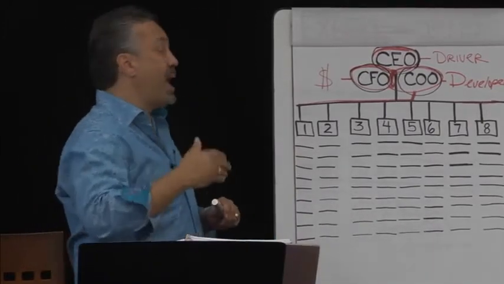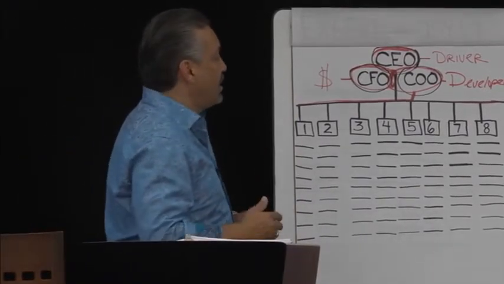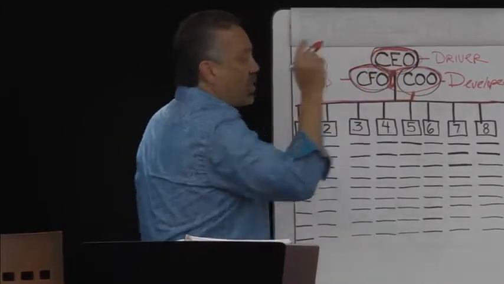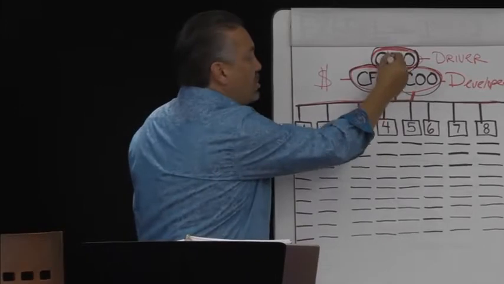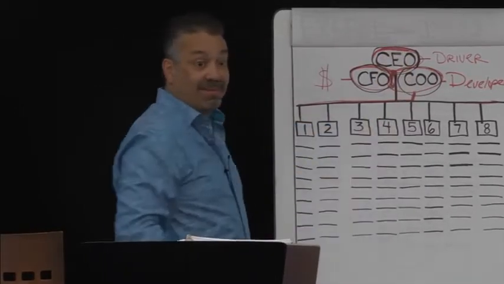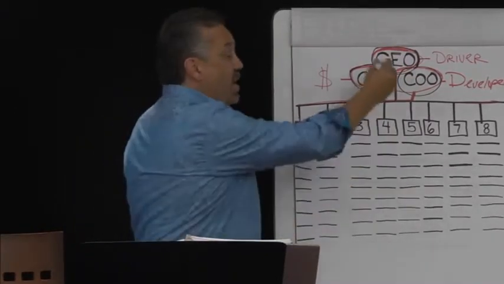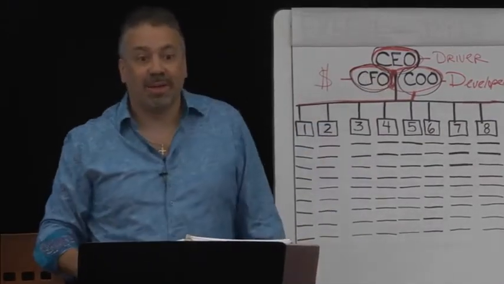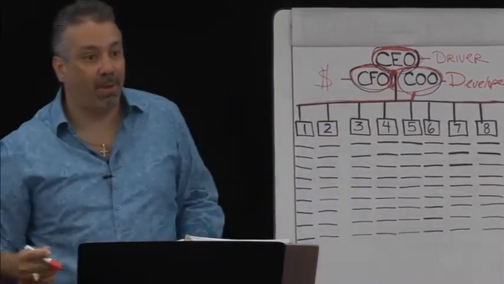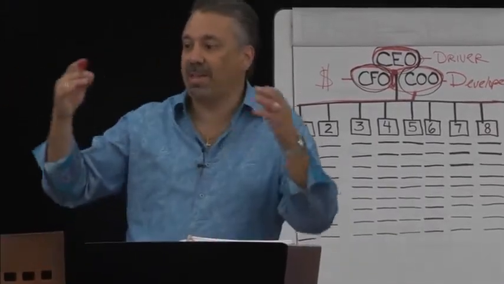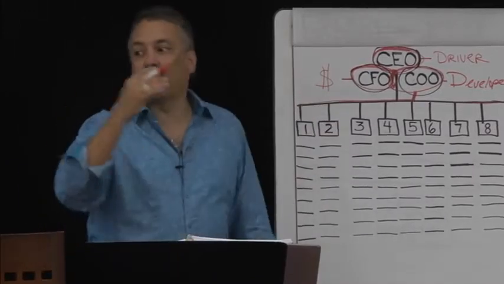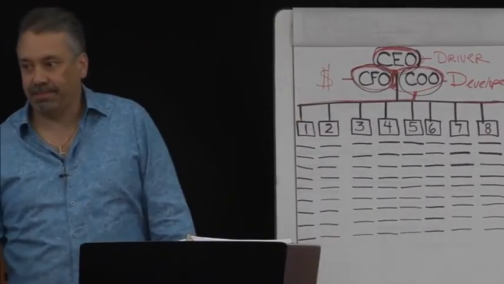Now, the reason why a lot of organizations are stuck is because the CEO is currently trying to do all three things. The CEO is trying to deal with the money. The CEO is trying to develop people, oversee people, organize people, manage people. The CEO is running around trying to do everything.